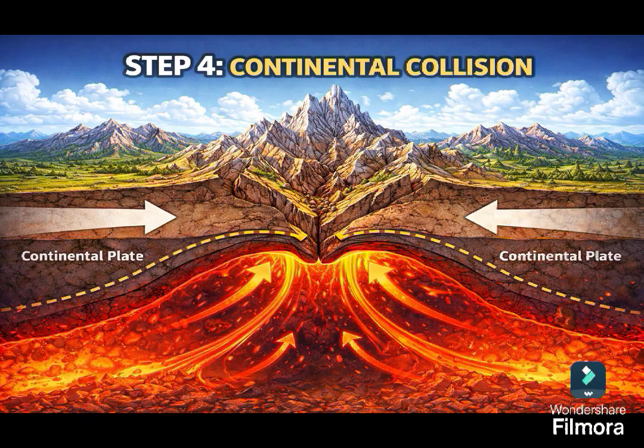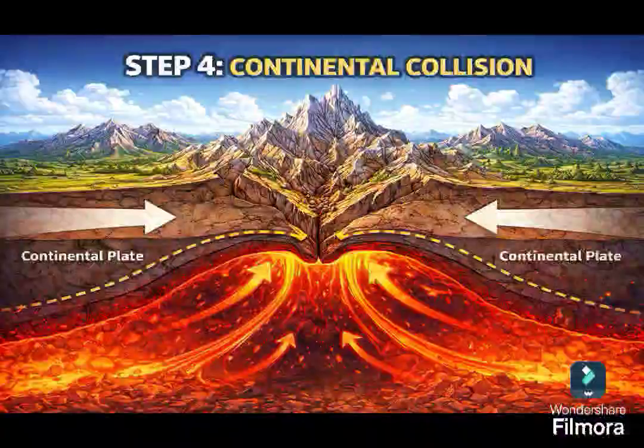Step 4. Continental collision. Eventually, the two continents collide. Because continental crust is light and buoyant, subduction slows or stops, and the crust begins to crumple and deform instead.